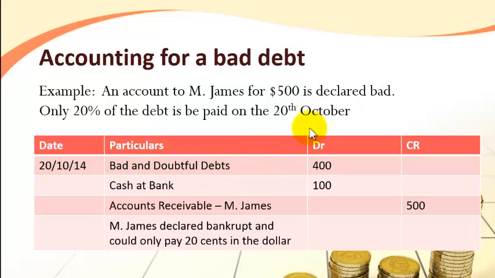So let's just do some calculation here. $500 was outstanding. We received 20% of that. So 20% of 500 is 100. So we received the 100, and the remainder, which is 400, we then have to classify as bad debt, and that is an expense to the business. And the original debt to M. James for $500 obviously doesn't exist. We're never going to get it. Therefore, we must credit the accounts receivable control account, M. James.